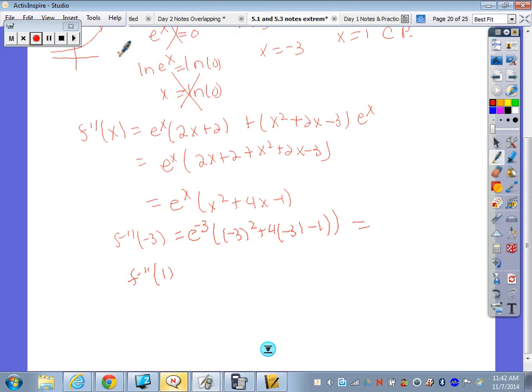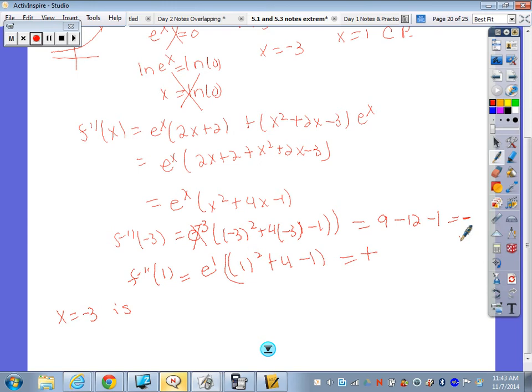What you have to remember is e is always positive, so this really doesn't matter because it's always positive. So I get 9 minus 12 minus 1, which is going to give me a negative number. And if I plug in 1, again, this is positive, but I get 1 squared plus 4 minus 1, so that gives me a positive number. So what this means is that x equals negative 3.